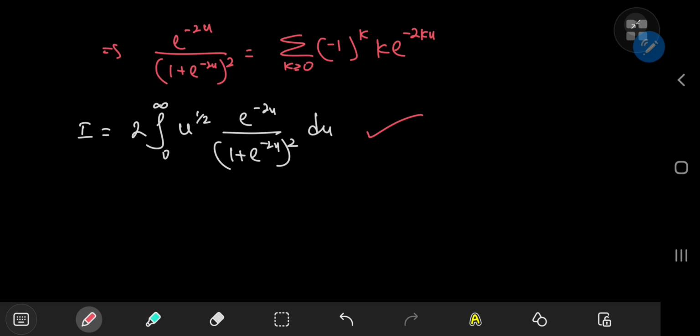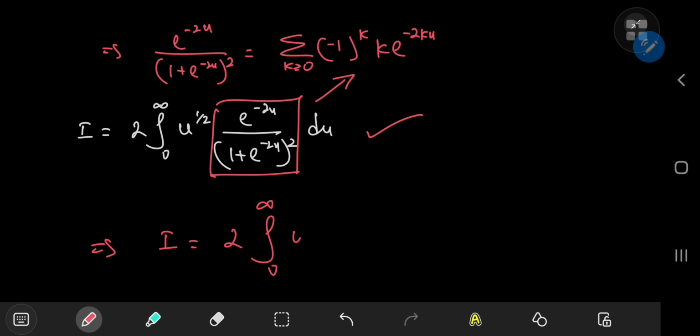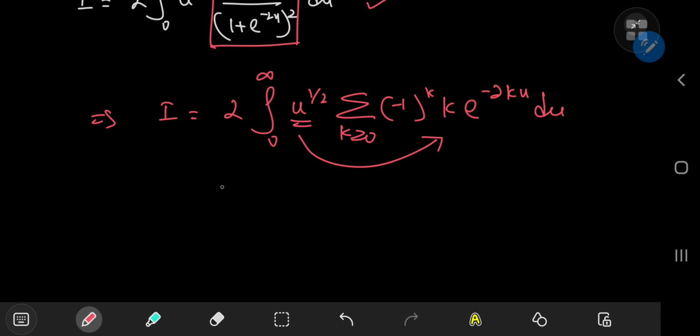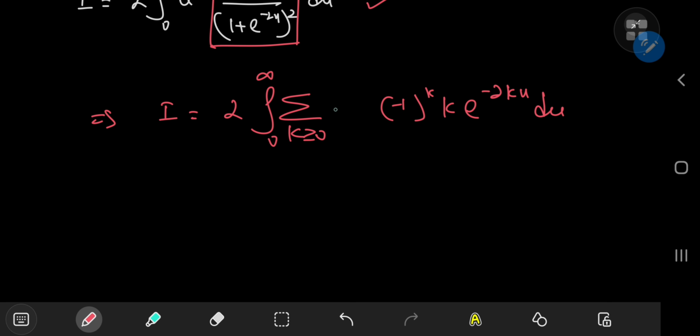So this is our target integral written out, and we know what this term evaluates to in terms of an infinite series expansion. So this implies that we can write I as twice the integral from 0 to infinity of u to the 1/2 times the sum over the non-negative integers k of negative 1 to the k times e to the negative 2ku du. And because this u term outside is independent of the index variable k, we can just slip it inside the summation. And we can write this as the integral from 0 to infinity of the sum over k of u to the 1/2 times all of the other stuff.